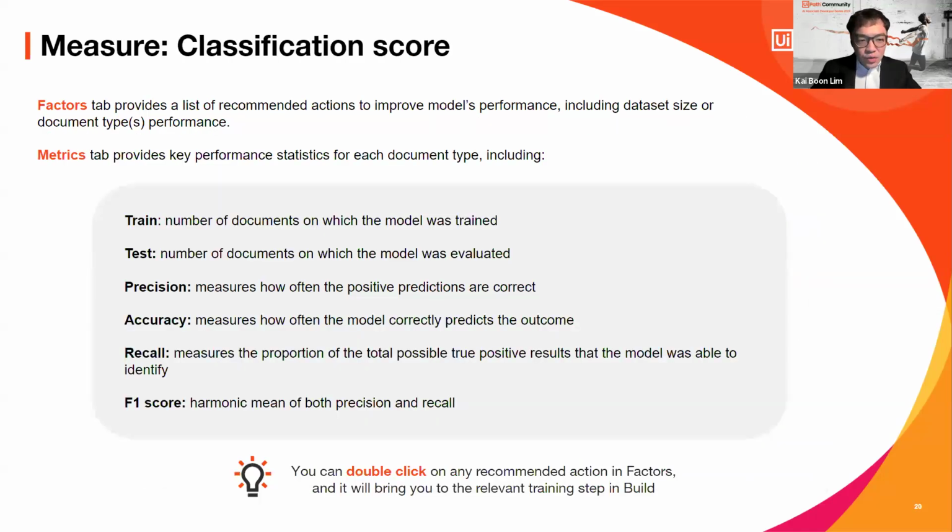There's a few tabs like I've shown you just now. For classification, there's only 2 tabs: factors and metrics. In terms of the factors, it's train, test, precision, accuracy, recall, and F1 score. I won't go into too much detail about what each of these mean, but you just need to know that the main key factors that we need to look at are precision, accuracy, and recall. F1 score is really just a combination of precision and recall.